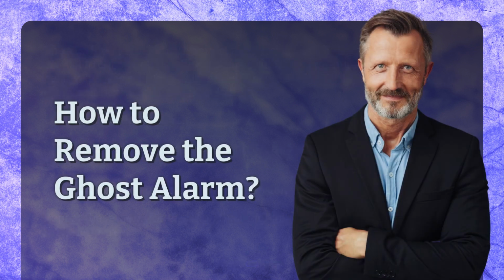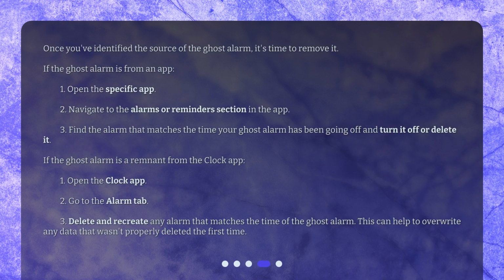How to remove the ghost alarm? Once you've identified the source of the ghost alarm, it's time to remove it. If the ghost alarm is from an app, 1. Open the specific app. 2. Navigate to the Alarms or Reminders section in the app. 3. Find the alarm that matches the time your ghost alarm has been going off and turn it off or delete it.